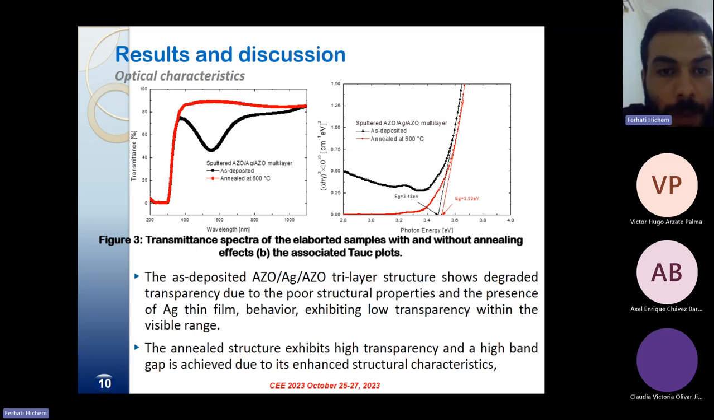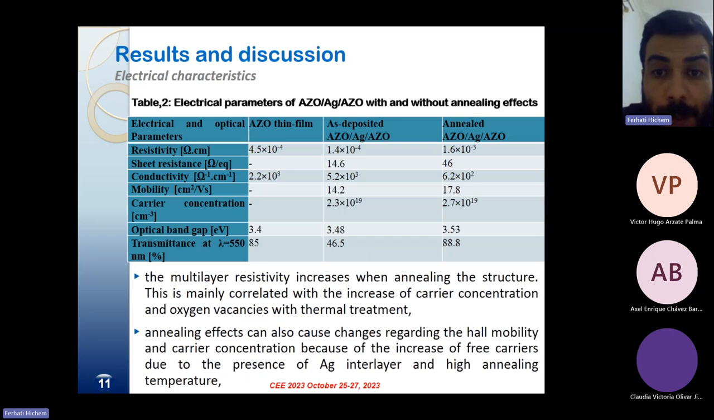This table summarizes the electrical parameters of the developed multilayer structures with and without annealing effects compared to the conventional aluminium zinc oxide thin film. It can be seen that the multilayer resistivity increases when annealing the structure. This is mainly correlated with the increase of carrier concentration and oxygen vacancies with thermal treatment. Also, annealing can cause changes regarding the Hall mobility and carrier concentration because of the increase of free carriers due to the presence of the Ag interlayer and high annealing temperature.